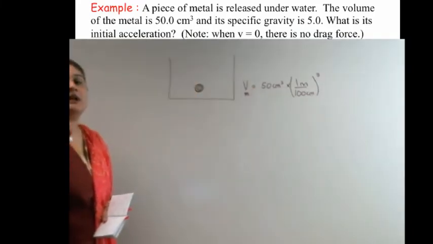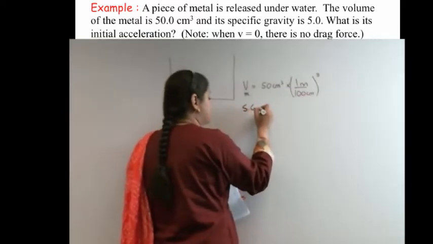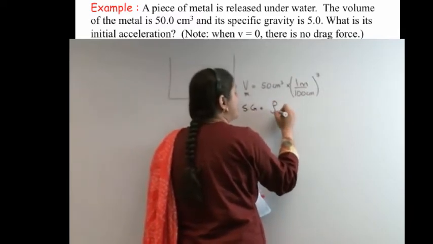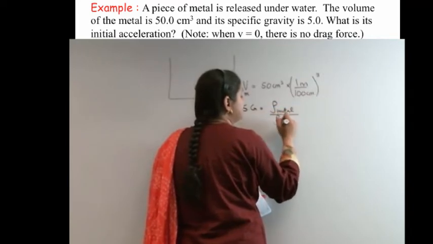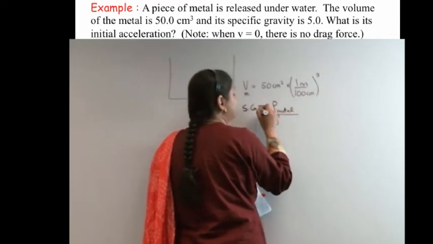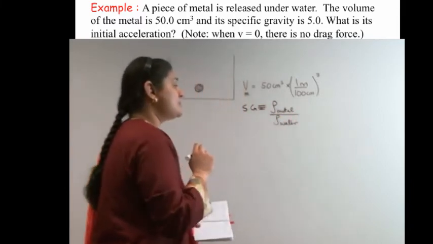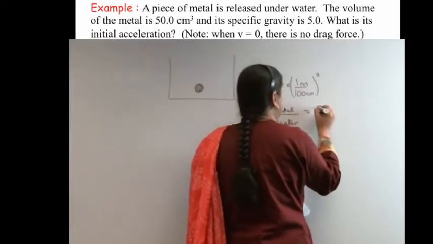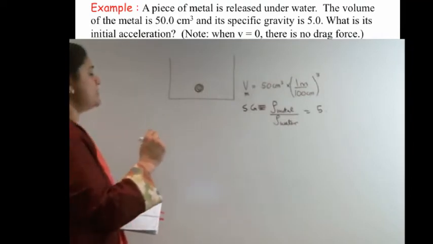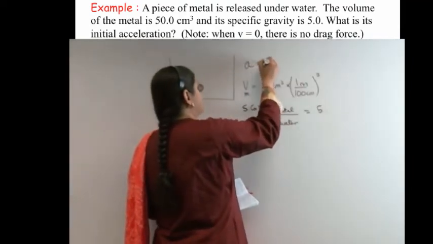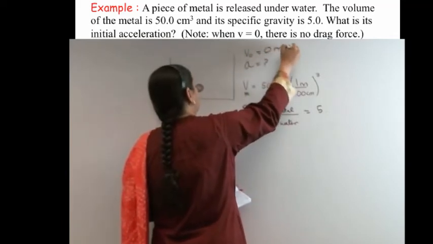Okay, and it says the specific gravity is 5. Now specific gravity is a very interesting thing. Specific gravity is the density of, for example, that metal divided by the density of, by definition, the water that it is immersed in. So just remember that, then the value of this is given to be 5. Okay, and what is its initial acceleration? So the question asks me, what is the initial acceleration, given that its v naught, or initial velocity, is 0 meters per second.